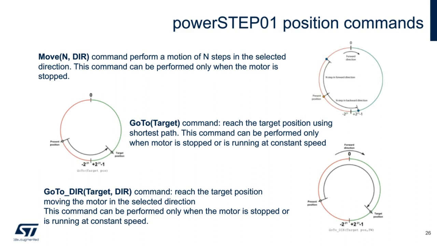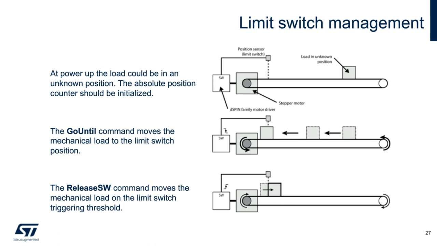In most applications, the power-up position of the stepper motor is undefined, so an initialization algorithm driving the motor to a known position is necessary. The GoUntil and ReleaseSW commands can be used in combination with an external limit switch input. The GoUntil command moves the mechanical load at constant speed until the switch input is forced low. When this event occurs, one of the following actions can be performed. The ABS_POS register is set to zero and the motor decelerates to zero. Or the ABS_POS register value is stored in the MARK register and the motor decelerates to zero speed.